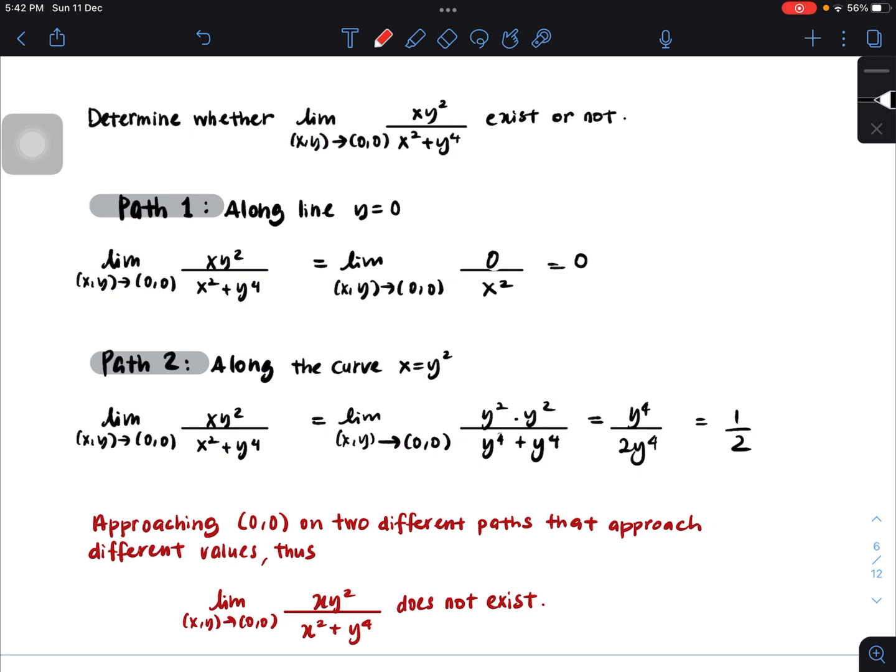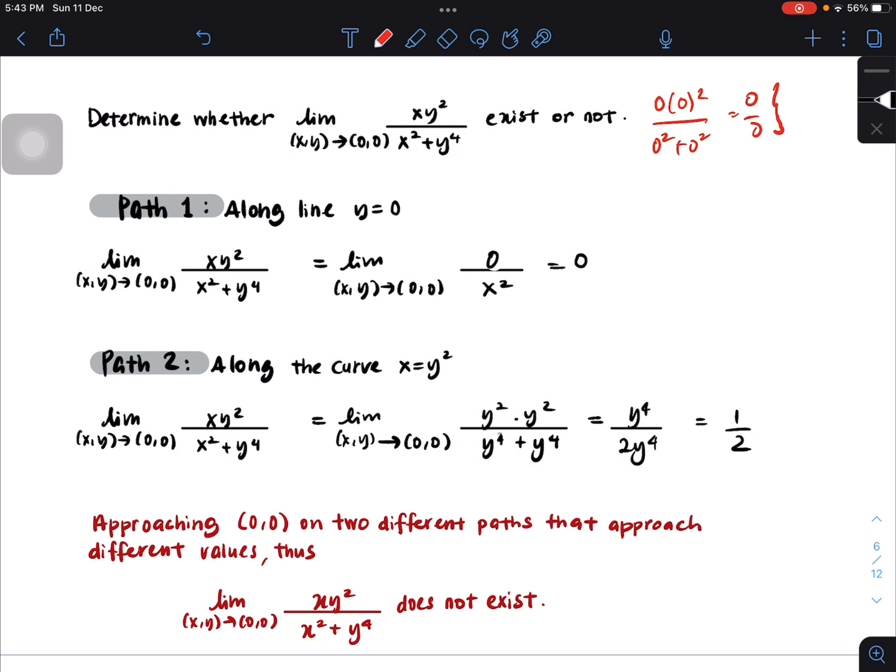Okay, so kita disuruh untuk cari adakah limit untuk function ini apabila nilai x dan y menghampiri kosong exist ataupun tidak. Jadi macam mana kita nak cari dia exist ataupun tidak? Okay, kita kena masukkan dulu nilai x and y equal to 0. So when you substitute the value of x and y equal to 0 inside the function, you will get 0 over 0. So this one is undefined.